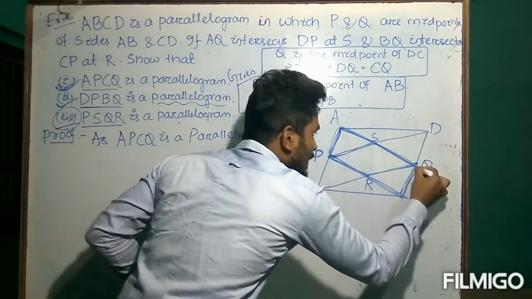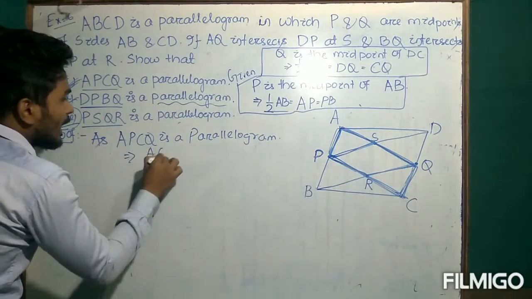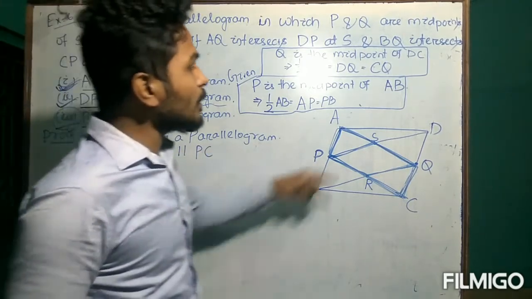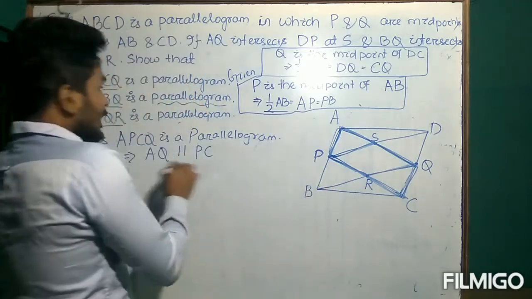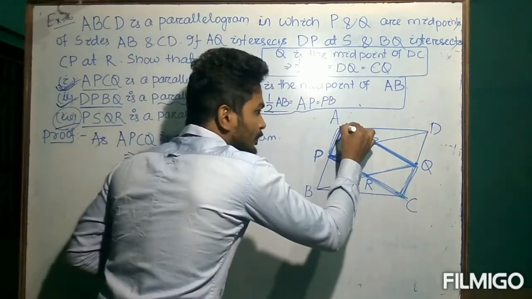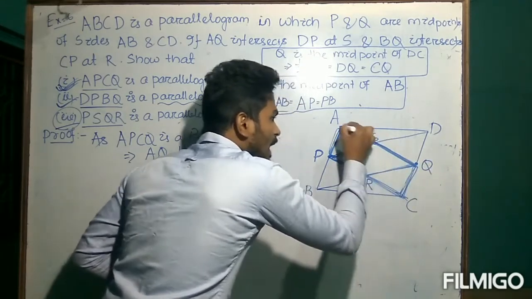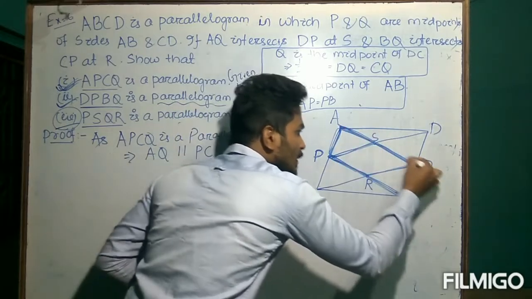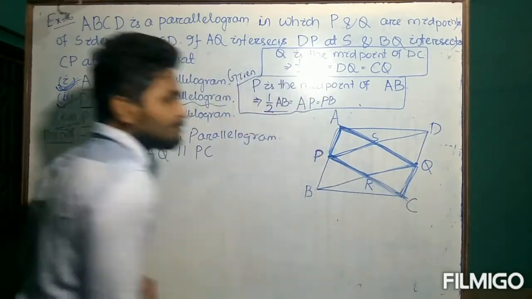We can write AQ is parallel to PC. We know that in a parallelogram the pair of opposite sides are parallel. Now we have written AQ is parallel to PC. Now see here, SQ is a part of AQ. Yes or no? Yes. SQ is a part of AQ. Similarly, PR is a part of PC.